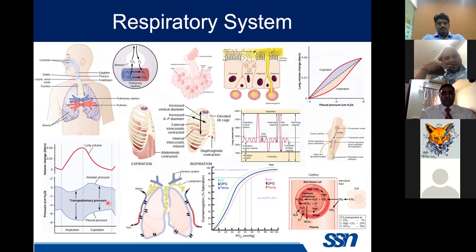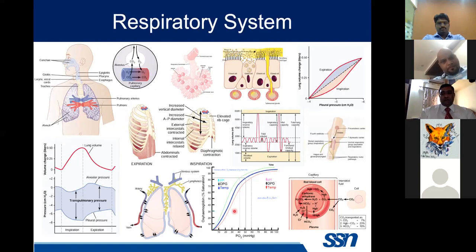So it's related to the transpulmonary pressure. The alveolar and pleural pressure are responsible for this lung volume. So the negative pump pressure is generated by contraction of this diaphragm and the intercostal muscles. This is about how oxygen is transported through the blood.